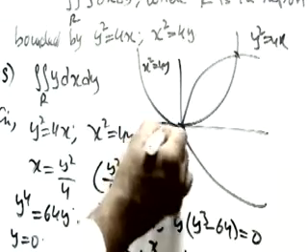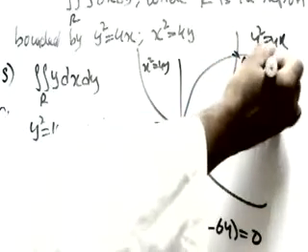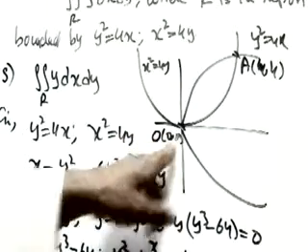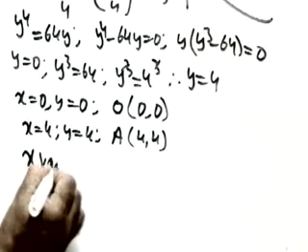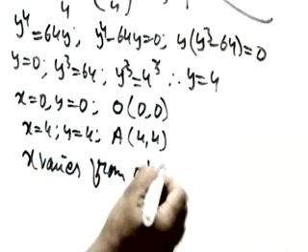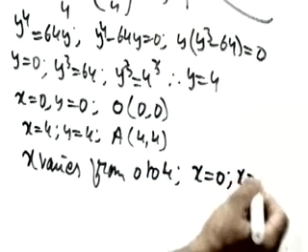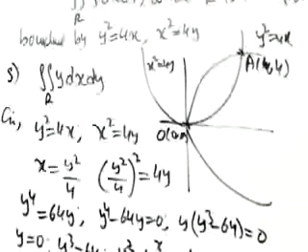So now we got these 2 points. See here, this is the origin 0 comma 0. Let this be A, 4 comma 4. So first we take the limits of x. The limits of x will be from 0 to 4. So let us first take the limits of x as constant. So x varies from 0 to 4. Therefore x equals to 0 is the lower limit, x equals to 4 is the upper limit.